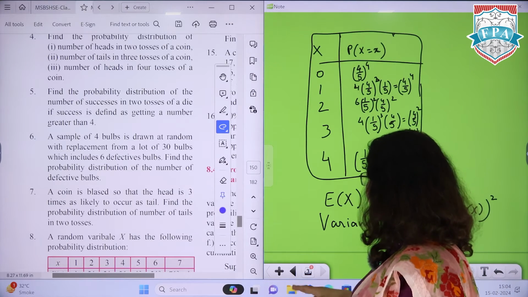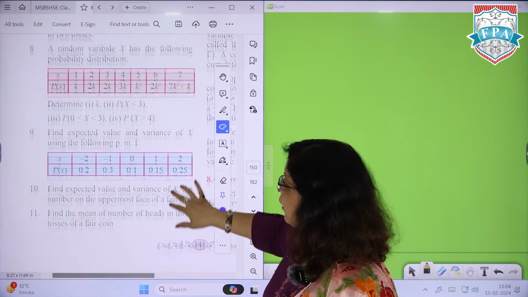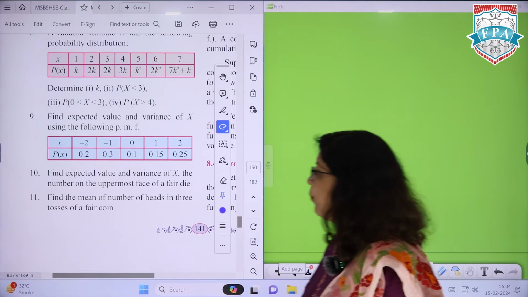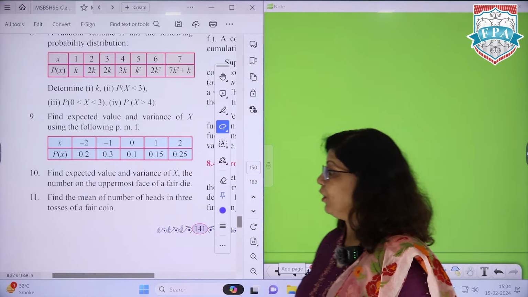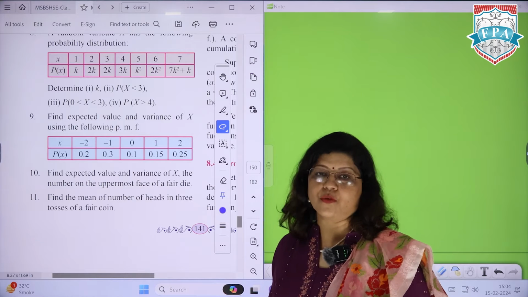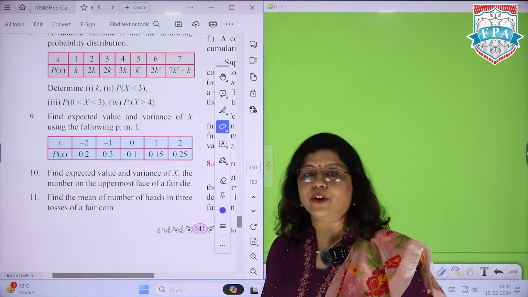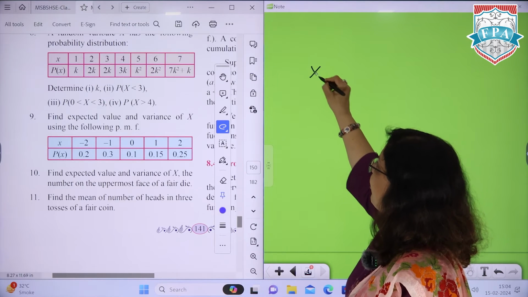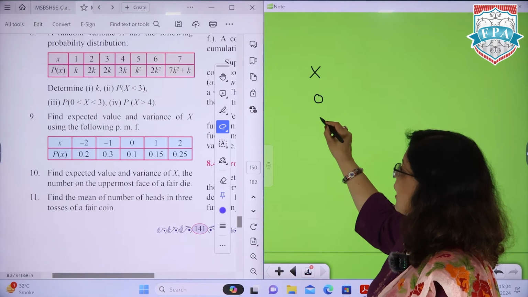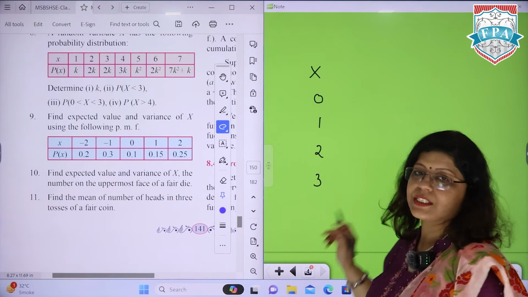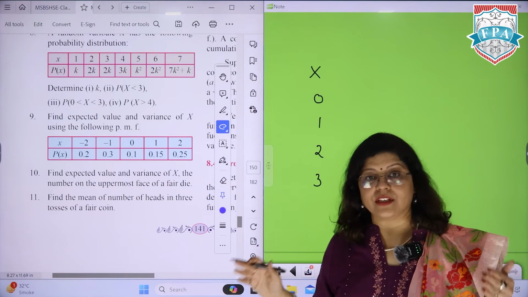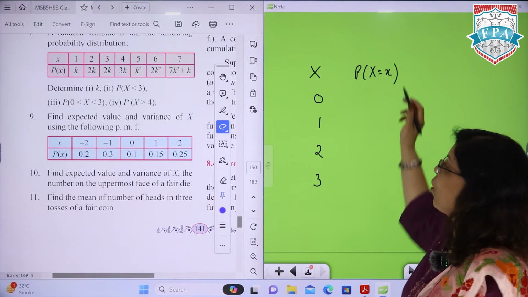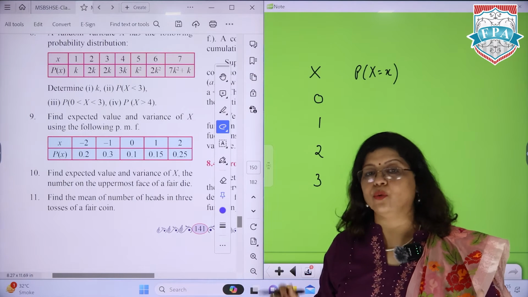So now let's do one question to understand the variance part also, where we already have the given things. Okay. So let's take question number 11. Find the mean of number of heads in 3 tosses of a fair coin. Now mean is actually your expected value. So when we talk about the 3 tosses of a fair coin, first we make the table. X can be 0, X can be 1, X can be 2, X can be 3. That's the maximum value of heads you can get in the 3 tosses. This is P of X is equal to small x. Small x means the variable which is changing from 0 to 1 to 2 to 3.